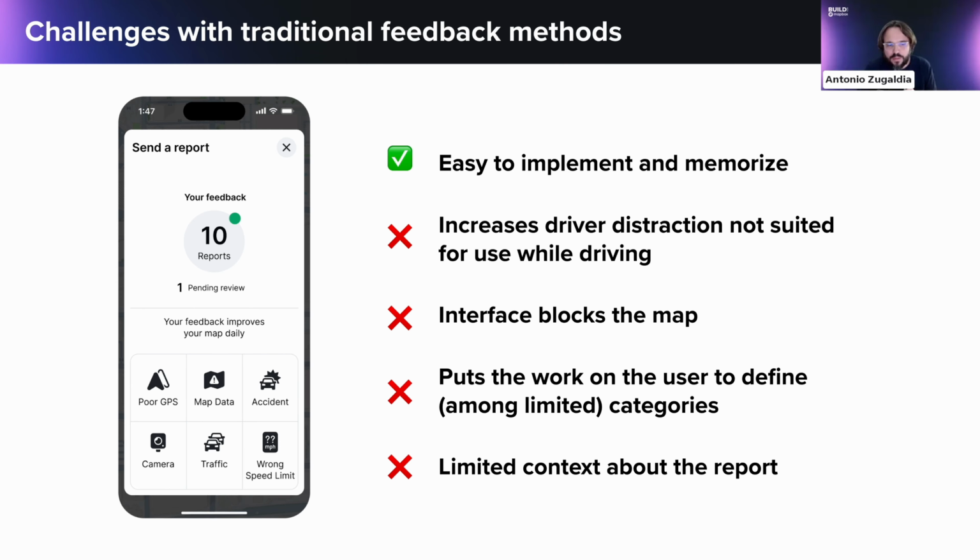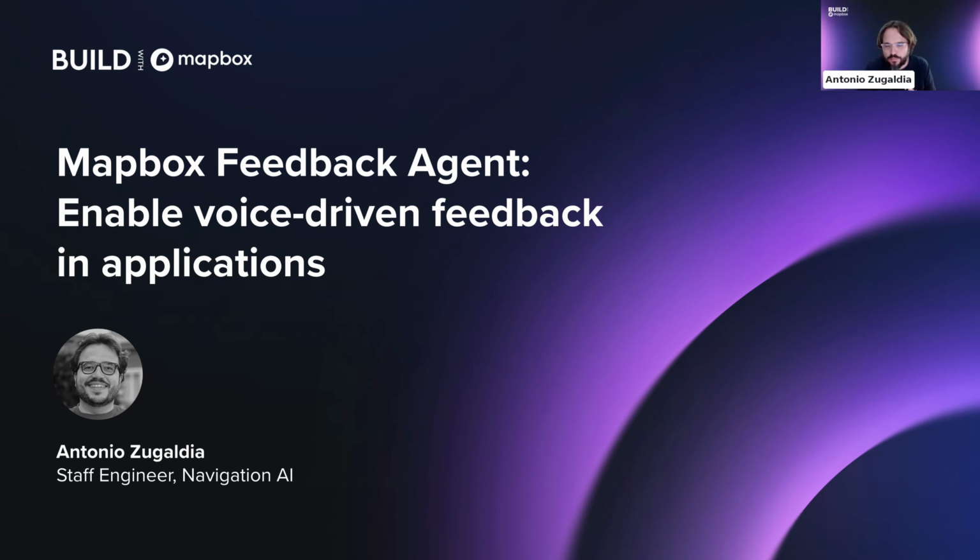And finally, you can only provide very limited context about what you're trying to report. One example, imagine that you want to click the wrong speed limit here on the bottom right of the screen because you're seeing a value of 50 in the app, but you see in the real world that the actual limit is 60. If you tap the button, there is no opportunity to provide the right value. That makes the feedback less actionable.